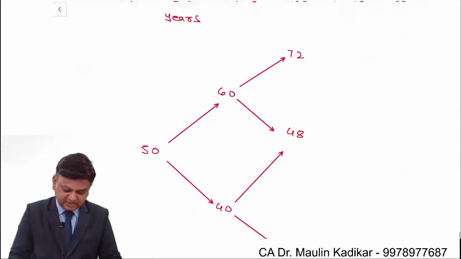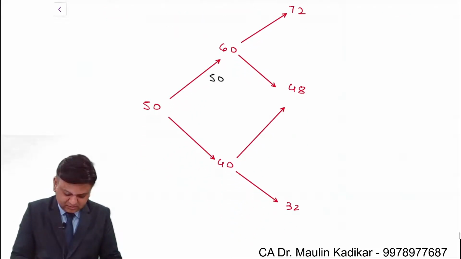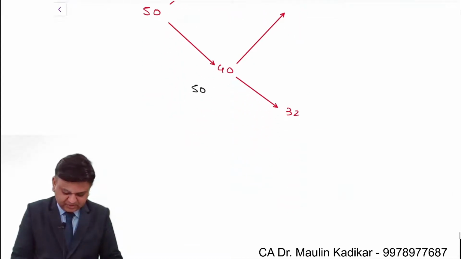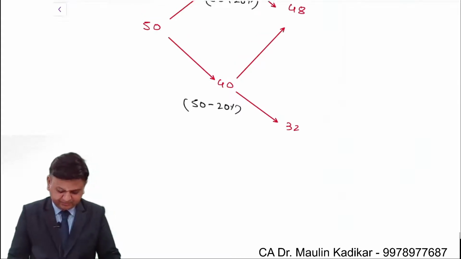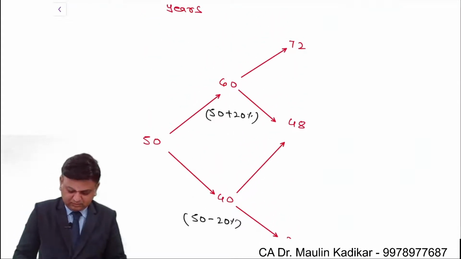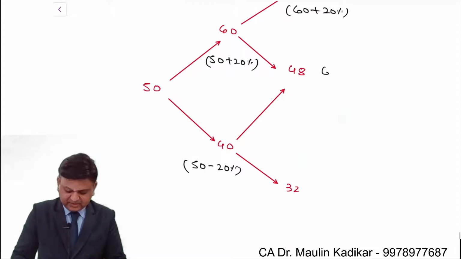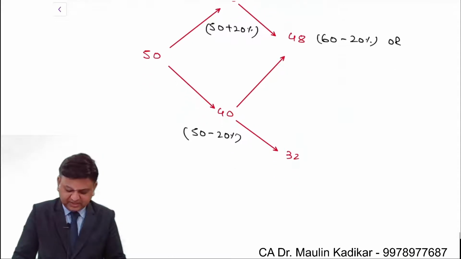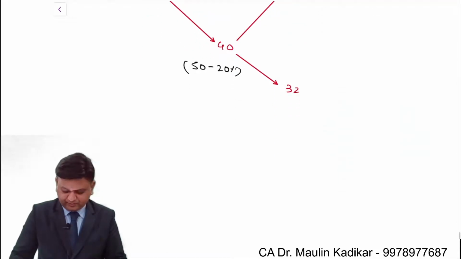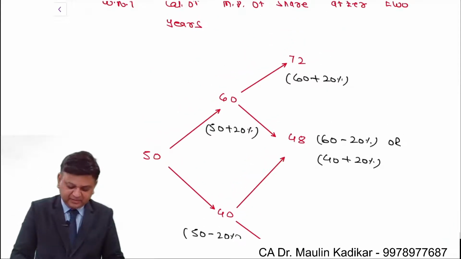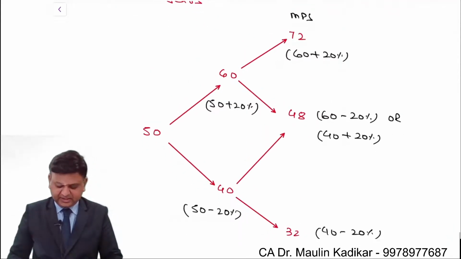So here we understand that say 50 rupees plus 20%. Over here 50 rupees minus 20%. 60 rupees plus 20%. 60 rupees minus 20%. Or we can say that it is 40 rupees plus 20%. 40 rupees minus 20%. That is the way we will have the market price of the equity share at the end of the 2 years.